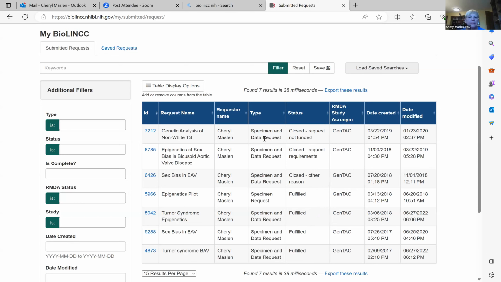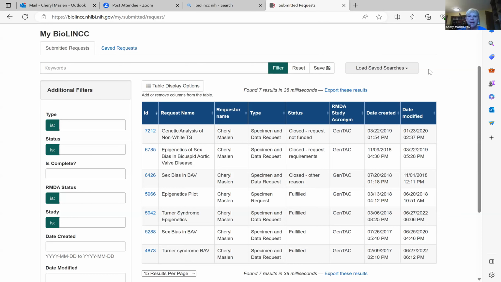So I put in an R21 to NHLBI. It did not get funded, but it did have a letter from BioLINCC saying that the specimens were going to be available to me should this be funded. In their role of responsibility, you have to demonstrate that you have funding for the study, because otherwise it's likely that the specimens will be wasted, and that's something they try to avoid. Closed for other reasons is a study that I closed for my own reasons. So this is what this looks like.